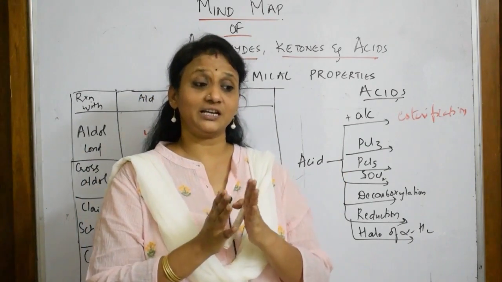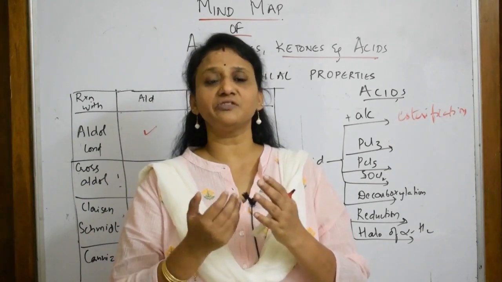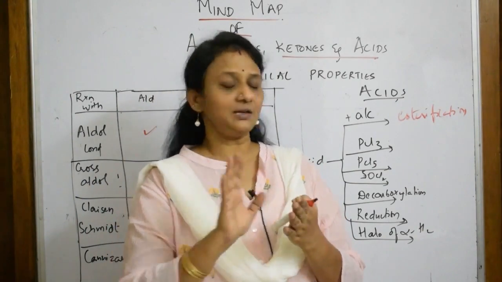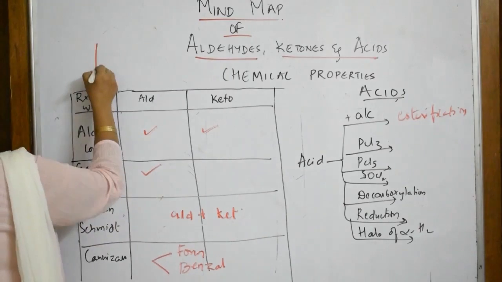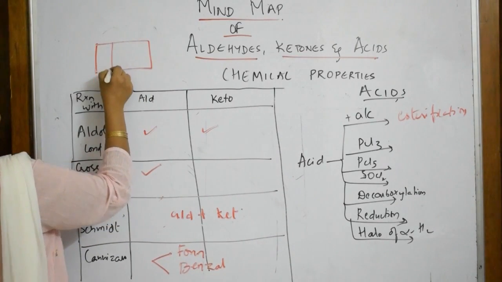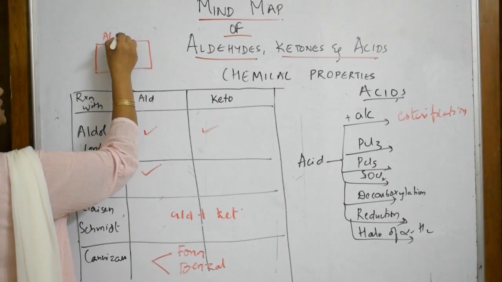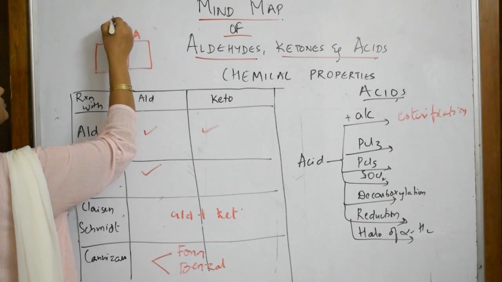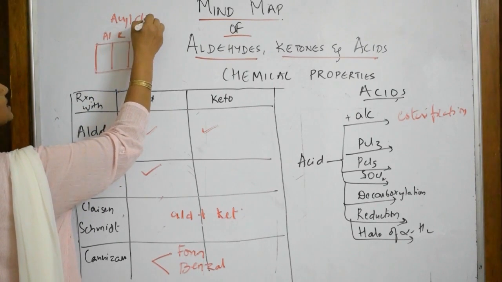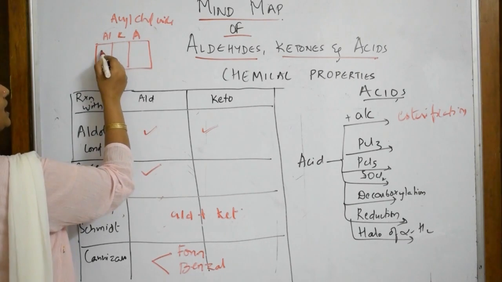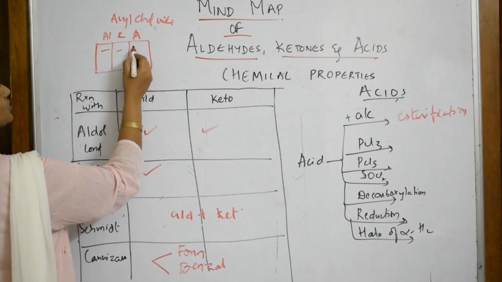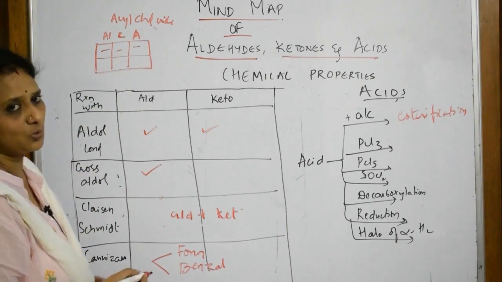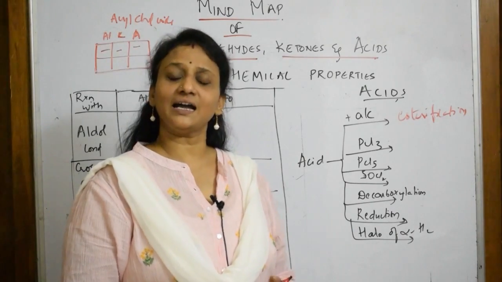Now what is the speciality? When you're learning from this video, you will see the tabular column will give you a complete understanding. It will be divided like this: aldehydes, ketones, acids. Now suppose it is an acyl chloride, how will it respond, what is the reaction for aldehydes, ketones, acids. At one shot you will get the whole idea. So let us come back and note.